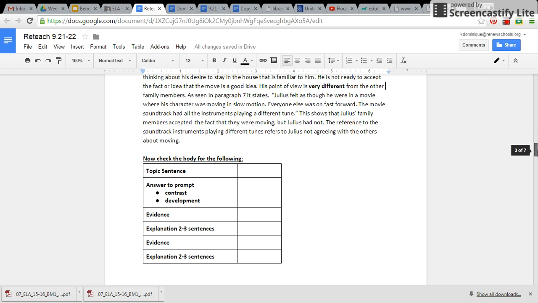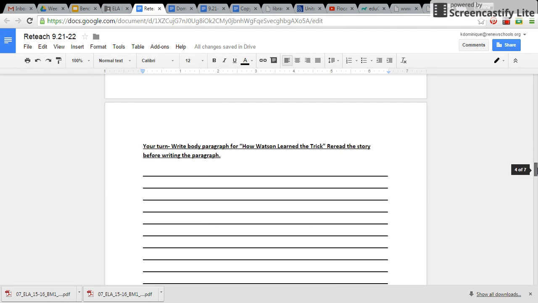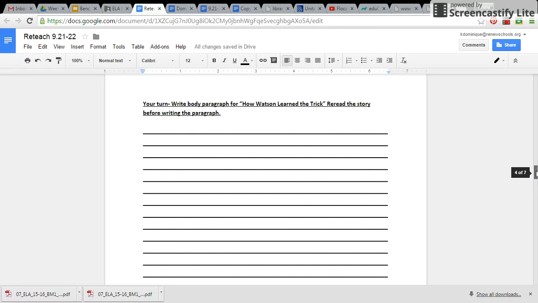Okay, so I've covered everything that I need to cover in my body paragraphs. Now it's your turn. It's time for you to practice and try to do a better job than you did on the benchmark. You have to rewrite a body paragraph for how Watson learned the trick. You may need to reread the story before you write this paragraph because a lot of you didn't clearly understand what was going on in the story, and you may not have actually realized that Watson really didn't know the trick. He thought he did, but he really didn't. So please take another try at writing a body paragraph for how Watson learned the trick.